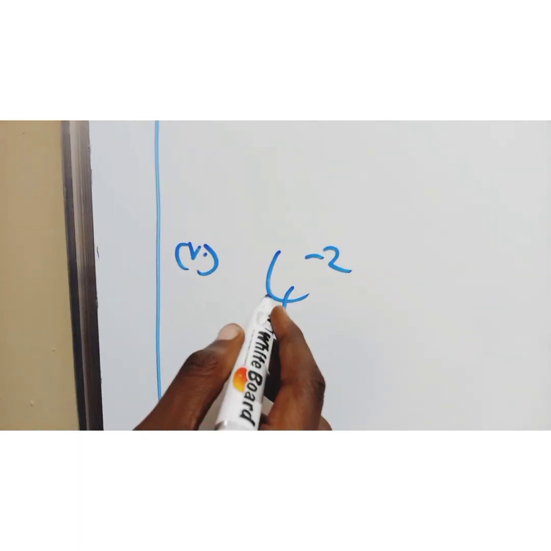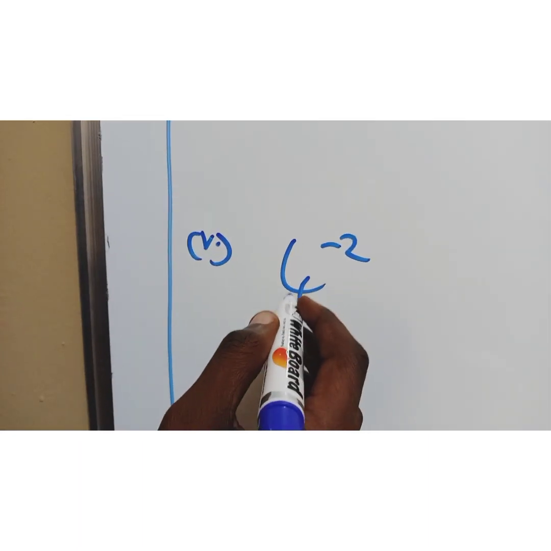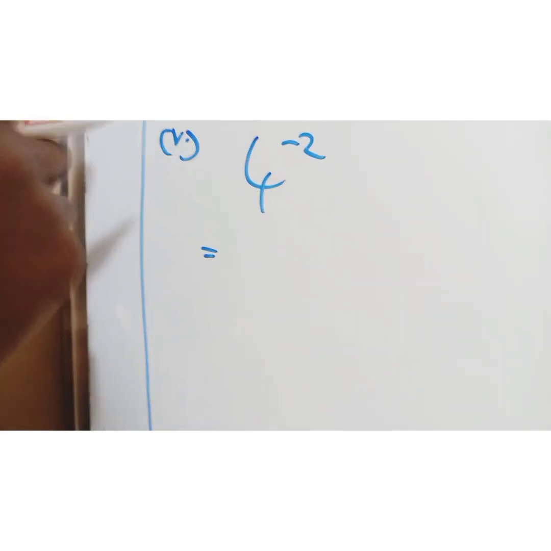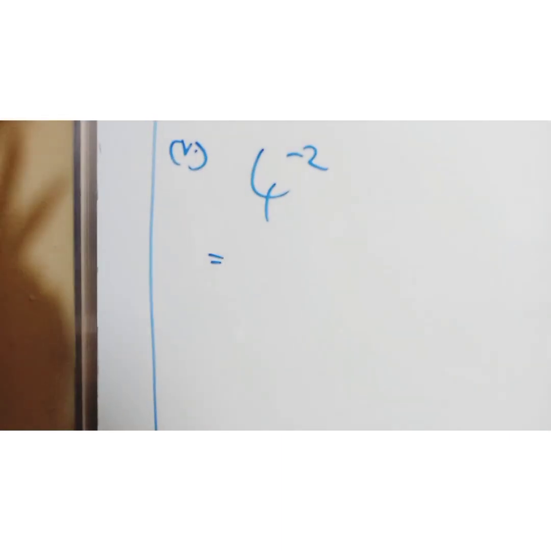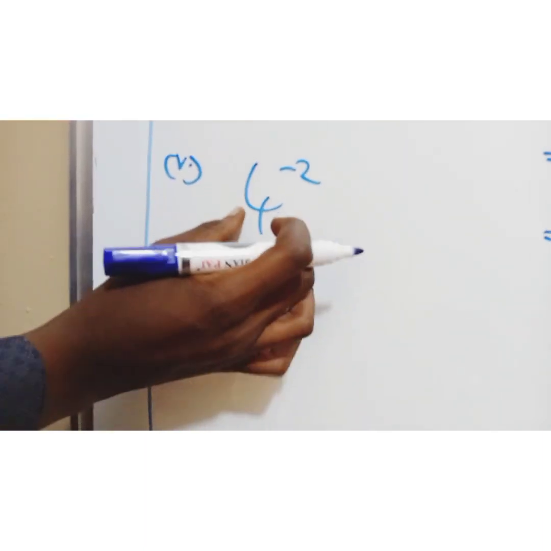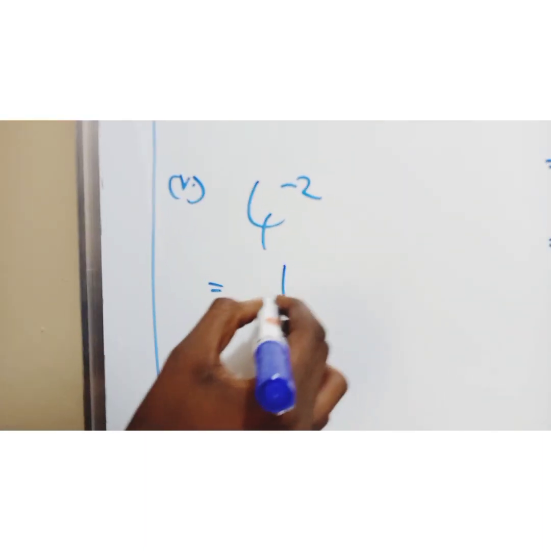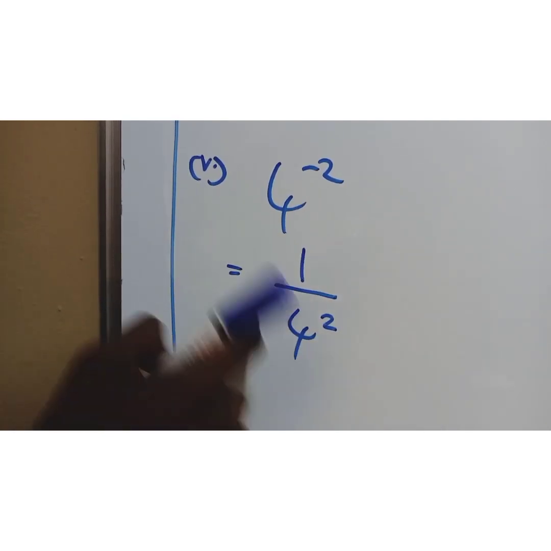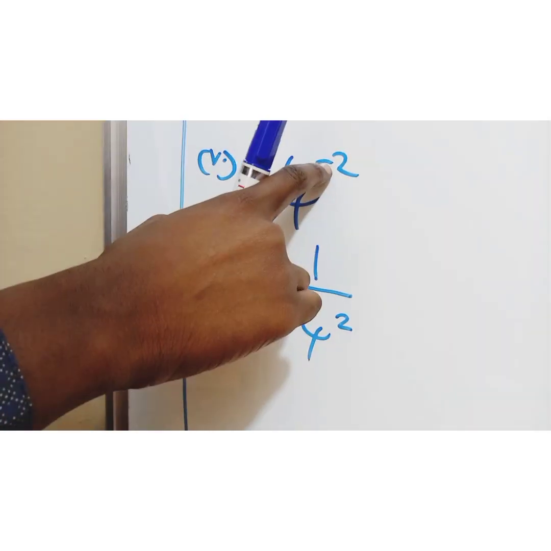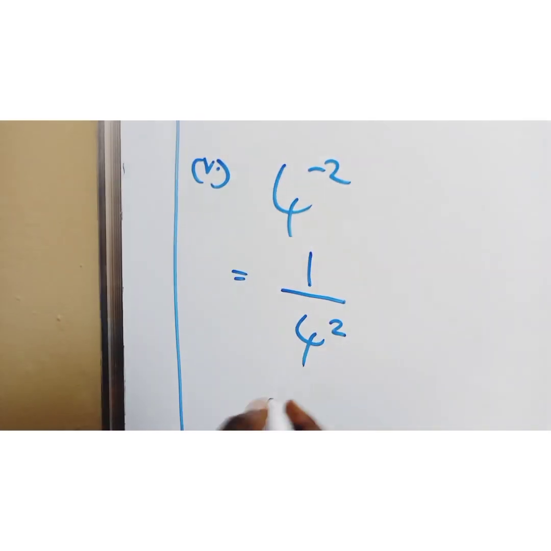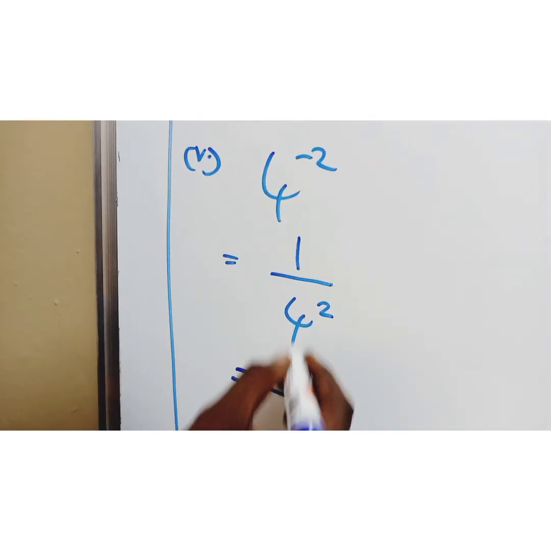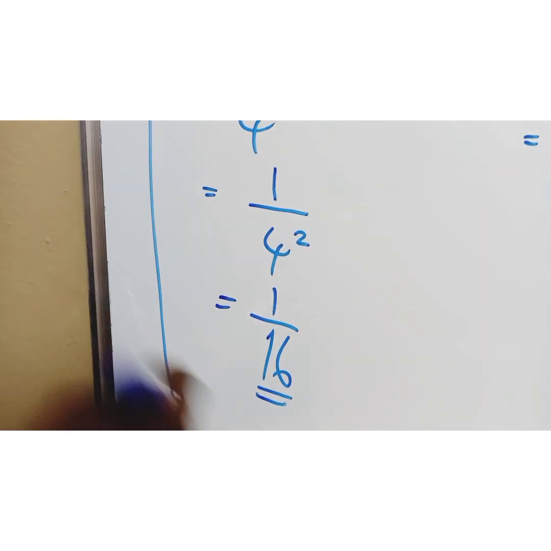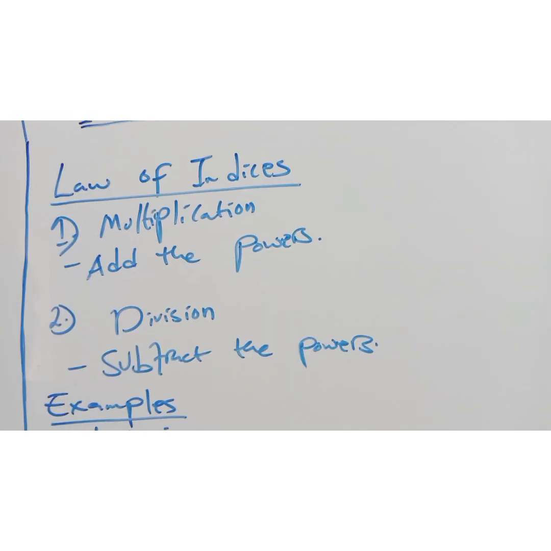Yeah, come with me to the 5th example. So we have 4 to the power negative 2. This is not a fraction, and I said it's wrong to have a negative power. So what you do with a whole number like this, you introduce a 1. So 1 over 4 to the power 2. So once you introduce this 1, this negative 2 becomes a positive. So you have 1 over 4 to the power 2, which becomes 1 over 16, yeah?